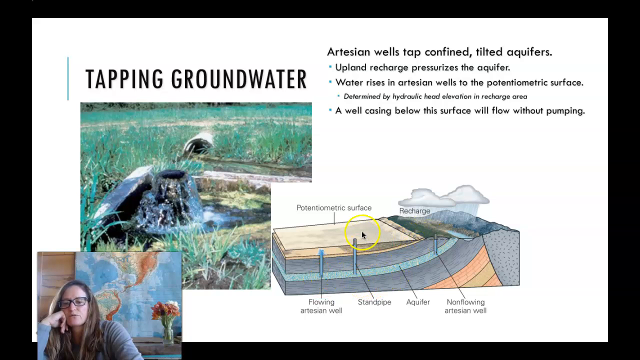A standpipe would be one that doesn't flow so much, but the water comes up to the surface. And then this one's too close to the surface, so it's a non-flowing artesian well.